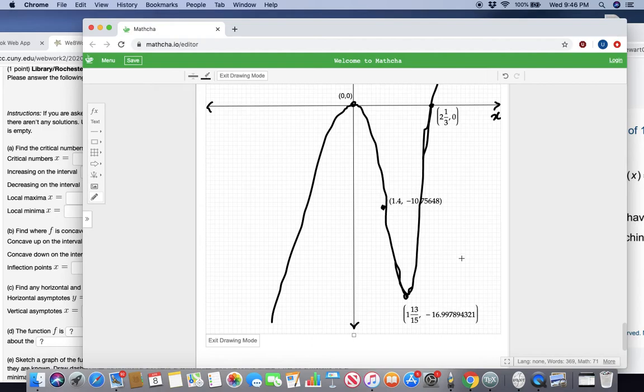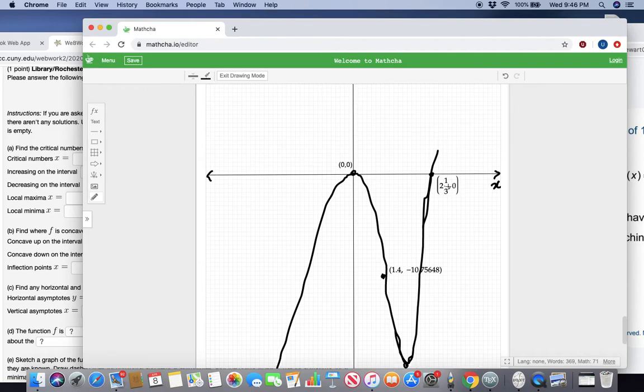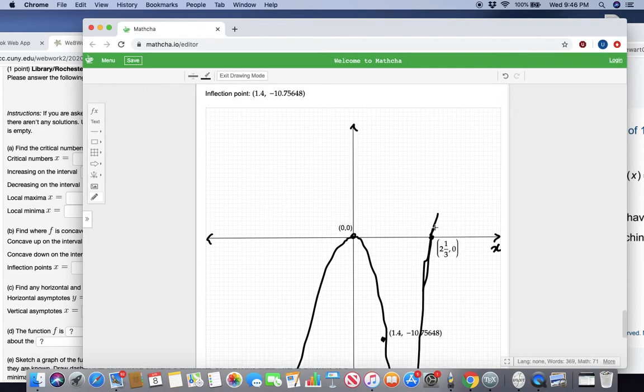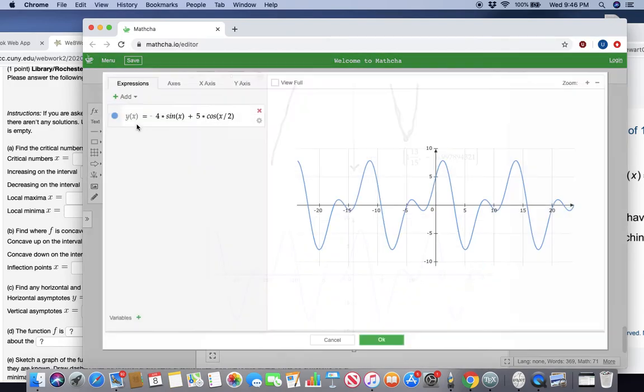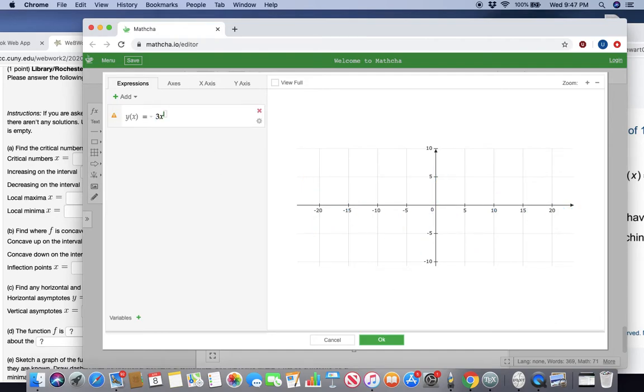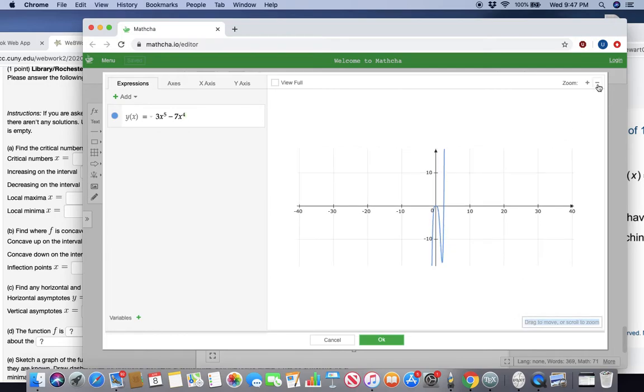All right. So let's compare this with a computer generated graph. Oi, I haven't finished it, have I? This goes to infinity, if you remember the limits. Okay. So let's try and get a computer generated graph. So what was my function? 3x to the power 5 minus 7x to the power 4. Aha, looks very similar, doesn't it? There you go.